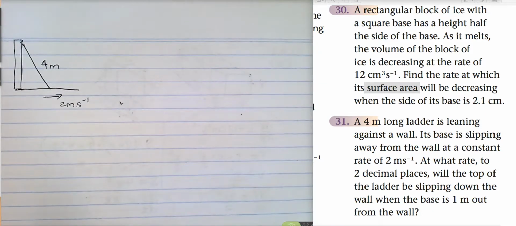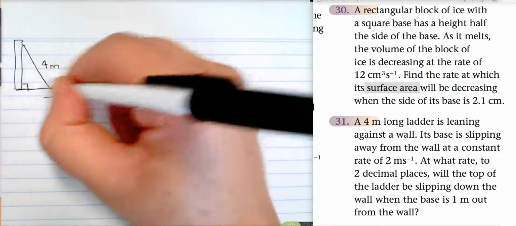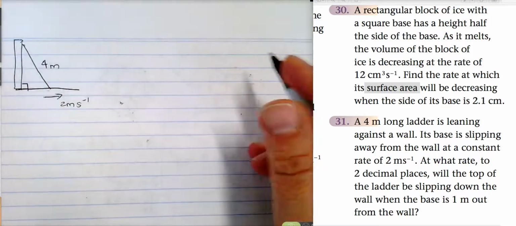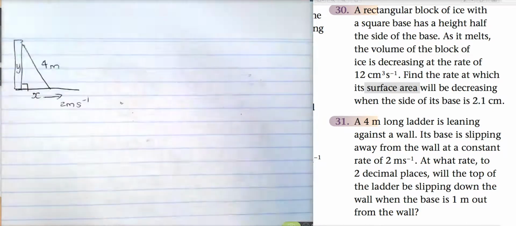Now that's a dx dt, you can call it x, you can call it whatever, but we've got to work out what we're going to do with that in a minute. At what rate to 2 decimal places will the top of the ladder be slipping down the wall when the base is 1 metre out from the wall? We're really going to have to label these quantities somehow. You can call this distance x, and this distance here y.